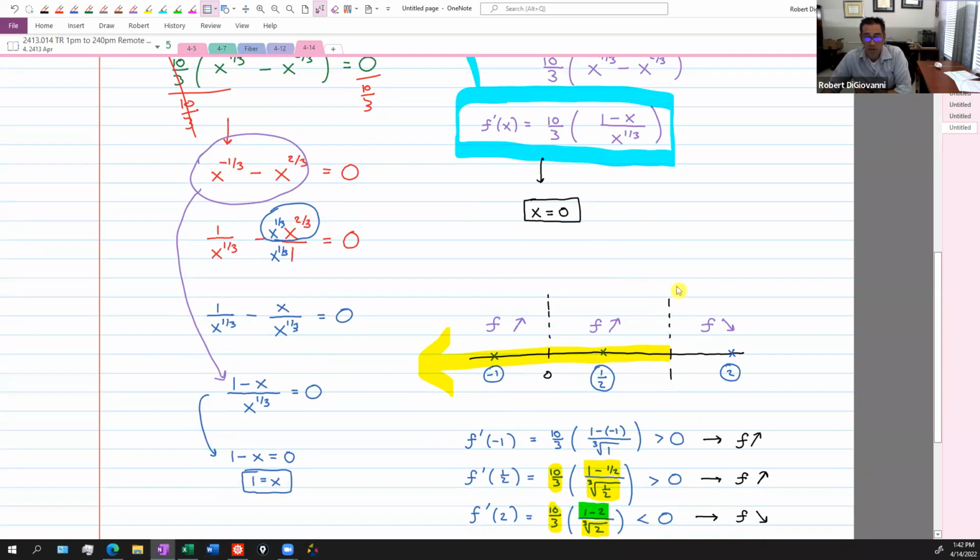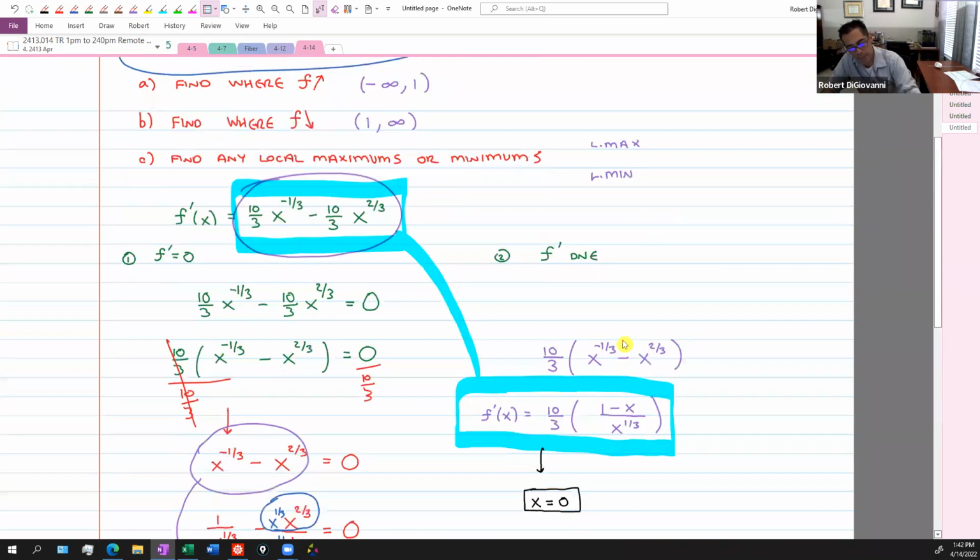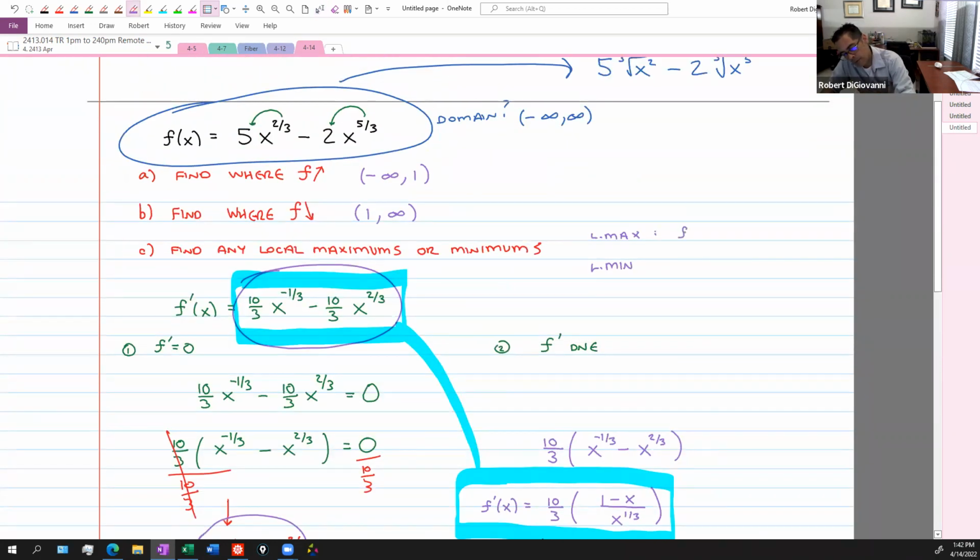Well, here at 1, right? At 1, we go up and down, right? So it's going to look like that. That should be a local max. So we should have a local maximum at 1. When we plug 1 into the original function, 1 to any power is 1. So that's just going to turn into a 1, and that's going to turn into a 1. So you should just get 3 here.